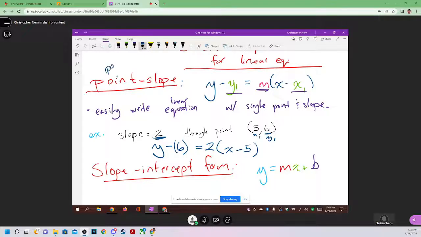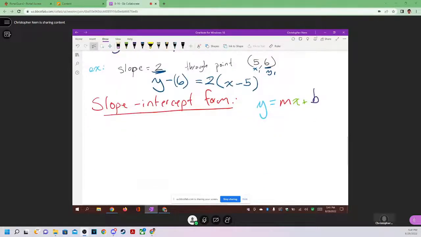This is very powerful for creating a line equation. If you need an easy way to create the equation of a line, point slope is your guy. However, some instructors do not like their answers in the form of point slope. They instead generally want you to put your equation in slope intercept form.